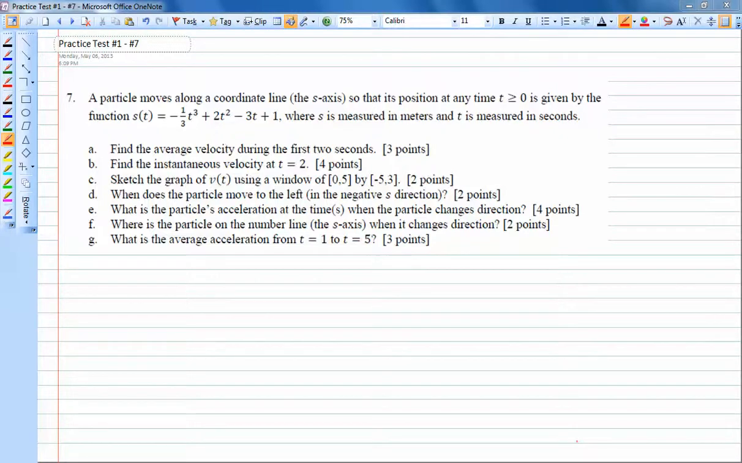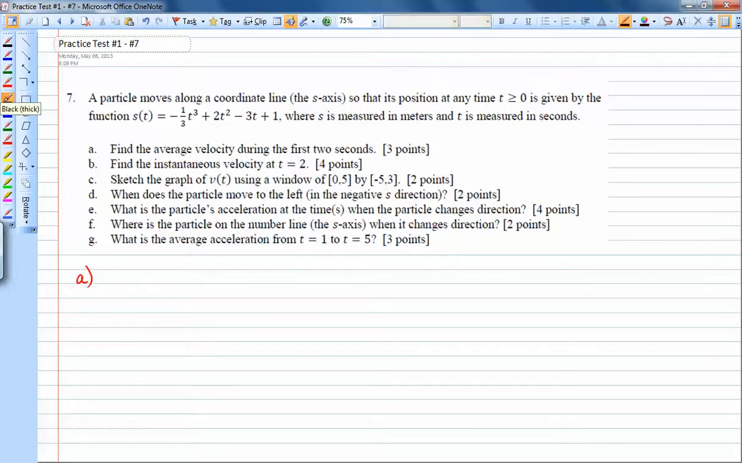Okay, so let's look at practice test number 1. This is number 7, and this is another physics problem. In this one, they give you the position function, where s is in meters and t is in seconds, and the first question is, find the average velocity.